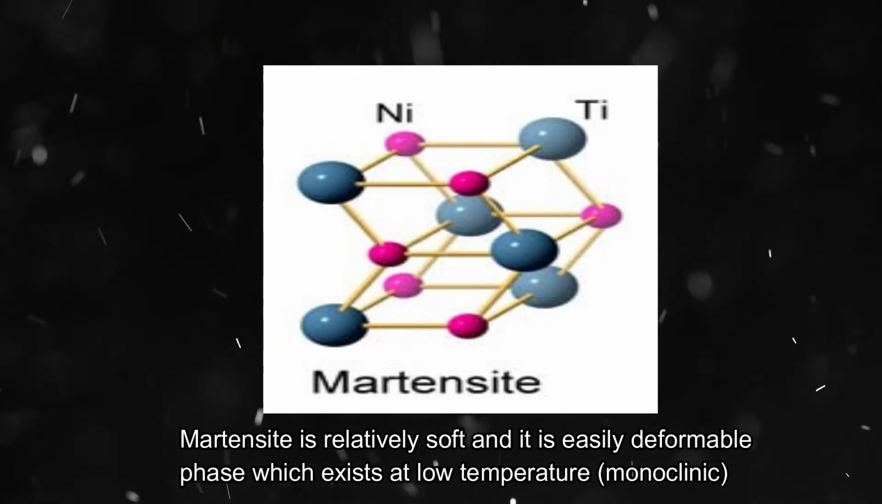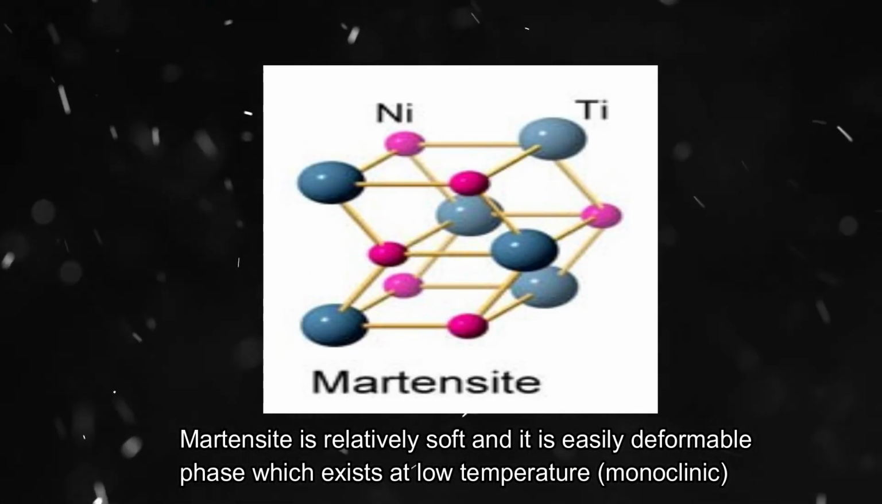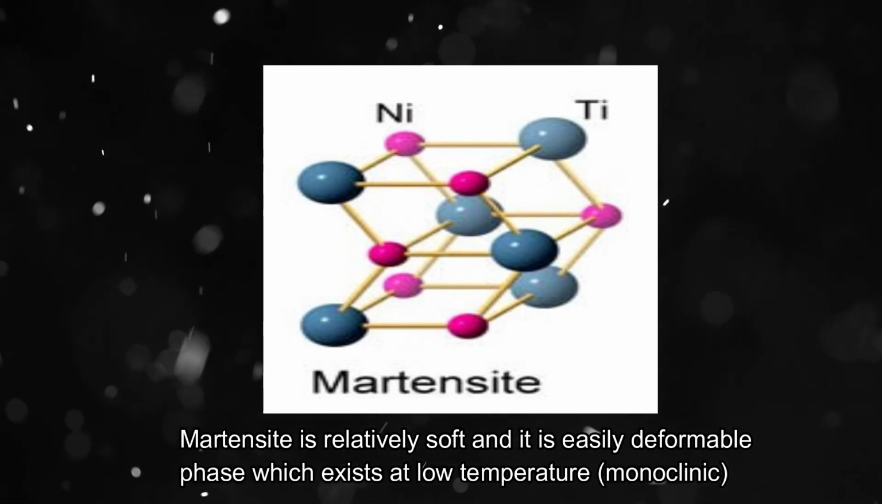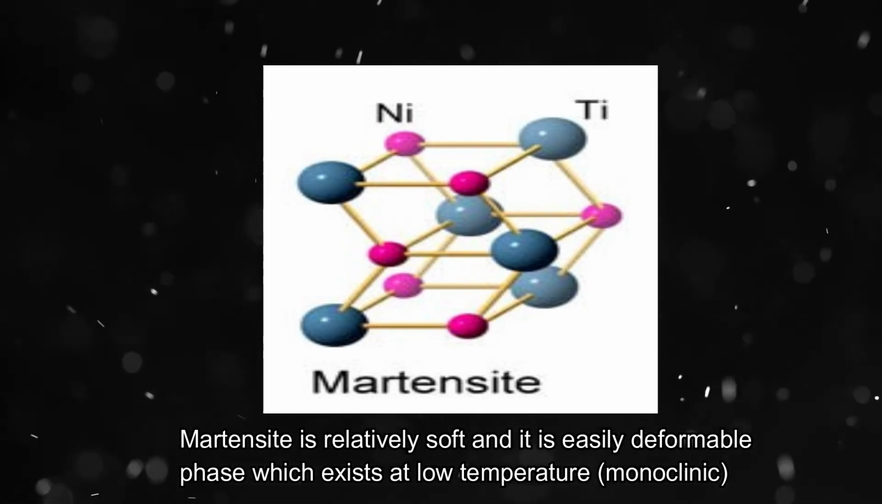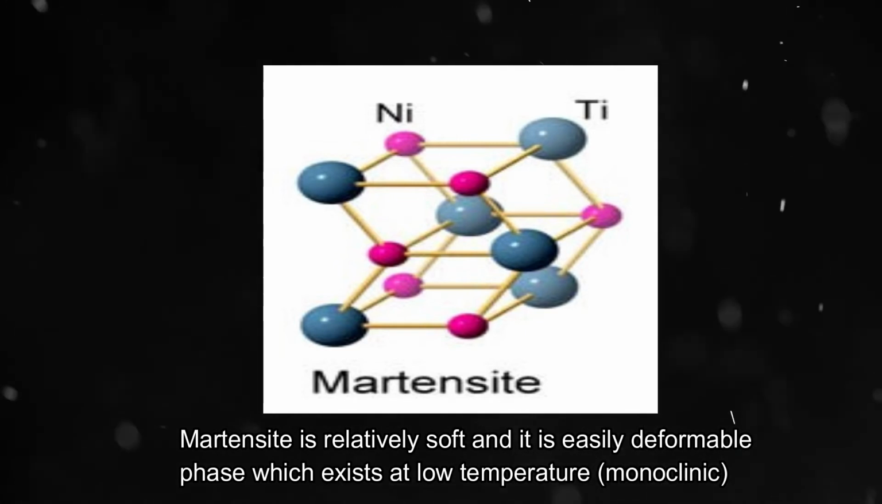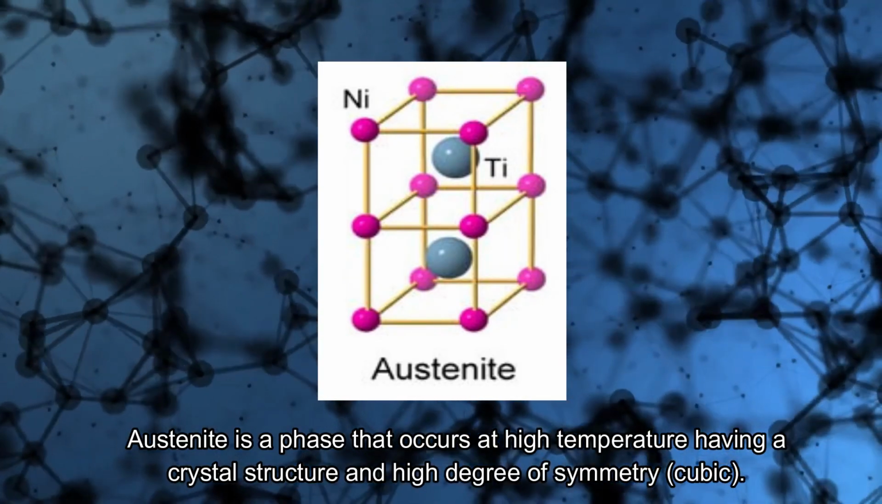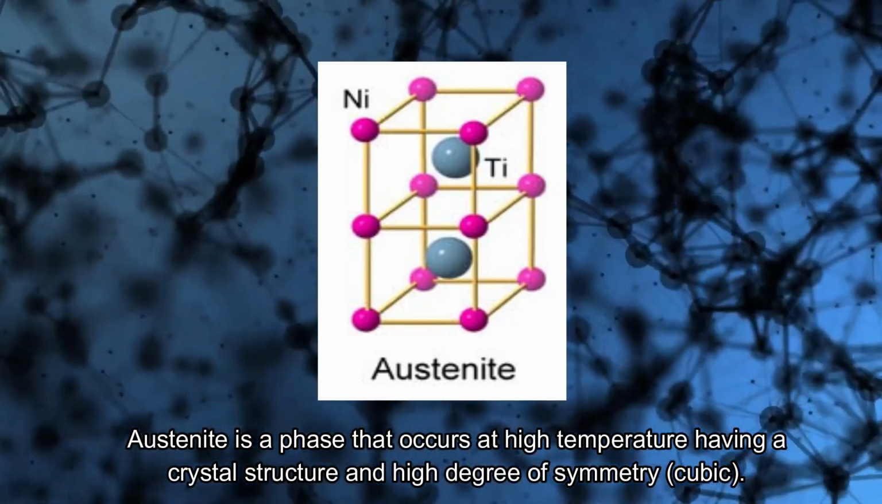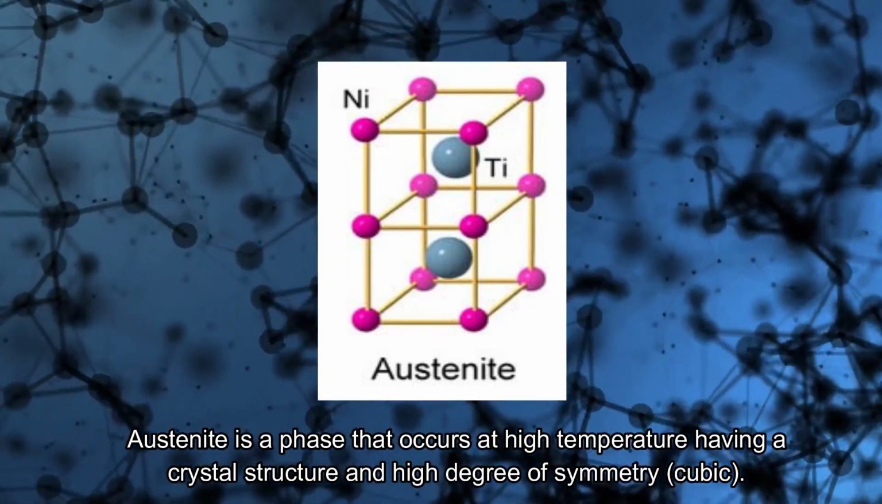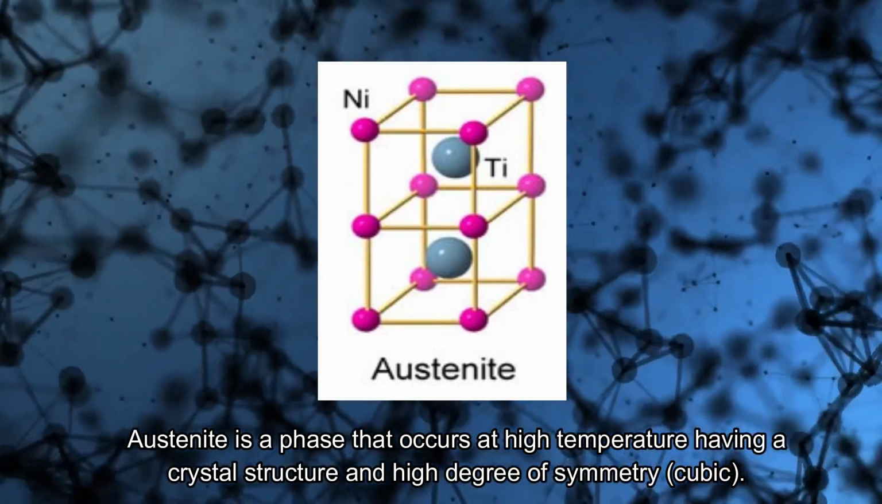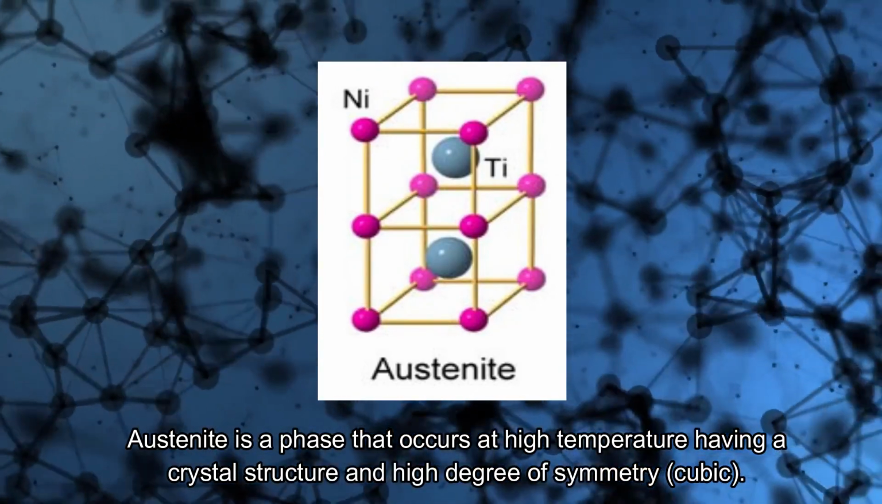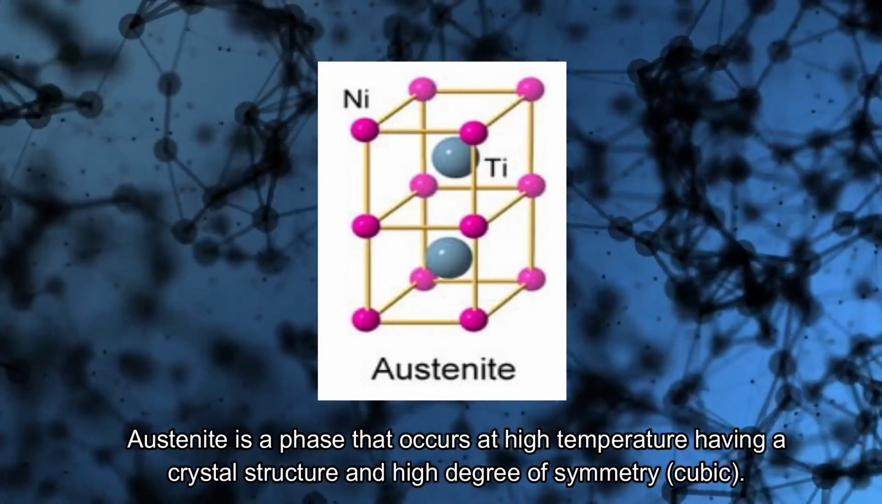There are two phases of shape memory alloy. First is martensite. Martensite is a relatively soft and easily deformable phase, which exists at low temperature, with a monoclinic structure. And then austenite. Austenite is a phase that occurs at high temperature, having a cubic crystal structure and a high degree of symmetry.